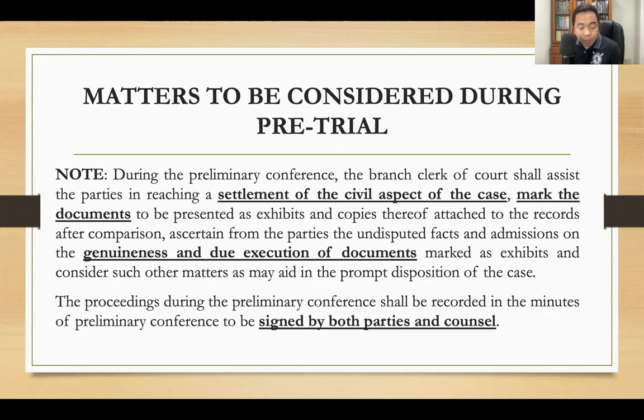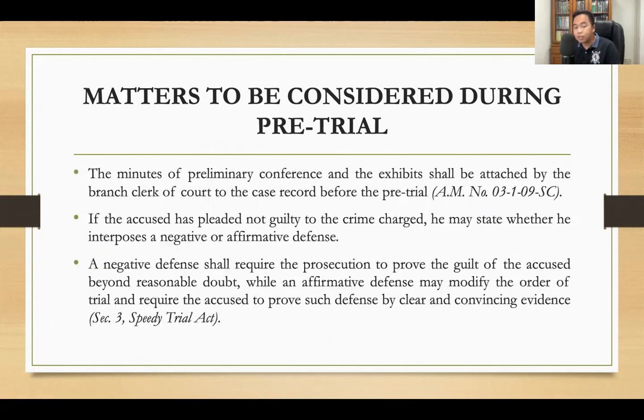Now, during the preliminary conference, the branch clerk of court shall assist the parties in reaching a settlement of the civil aspect of the case, marking of the documents, and admissions on the genuineness and due execution of the documents. Again, the pretrial order must be signed by both parties and counsel. Okay.